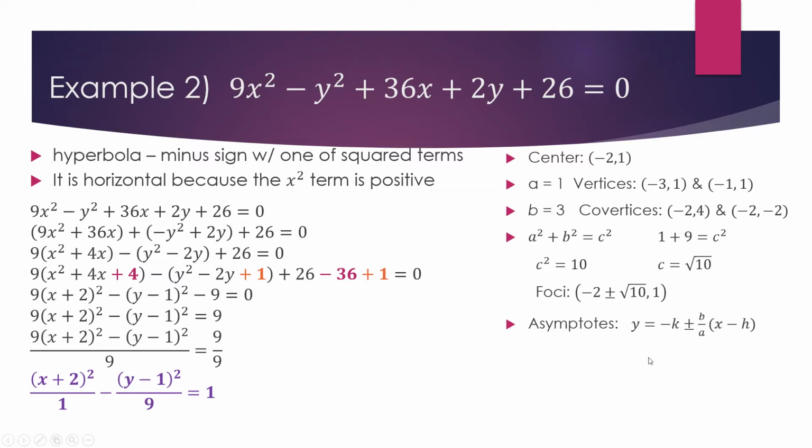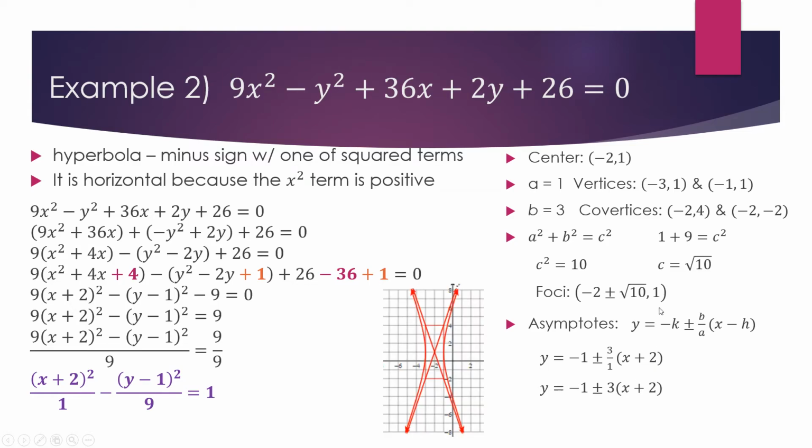Equation for the asymptotes in a horizontal hyperbola: y equals negative k plus and minus b over a times the quantity x minus h. So if we substitute in our values for h, k, a, and b, we get negative 1 plus and minus 3 over 1 times x plus 2. And you can even simplify, since 3 over 1 is just 3: y equals negative 1 plus and minus 3 times the quantity x plus 2.